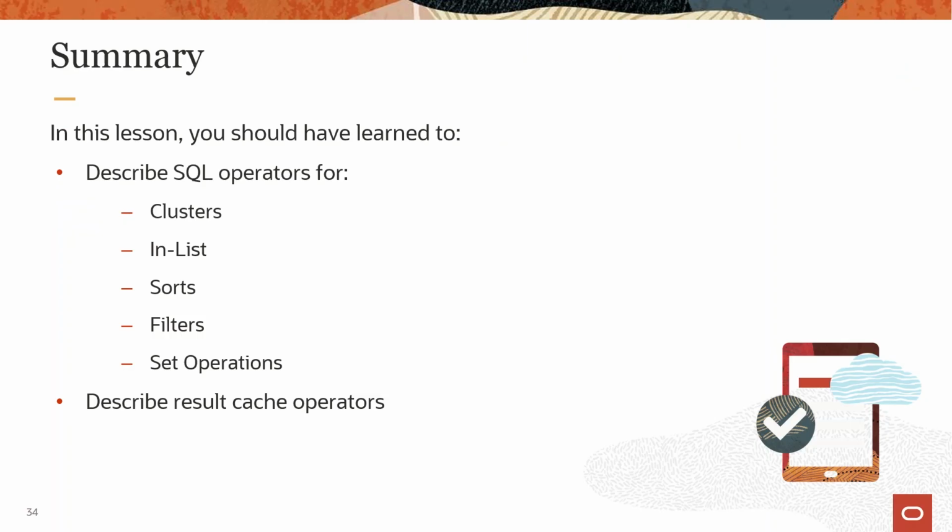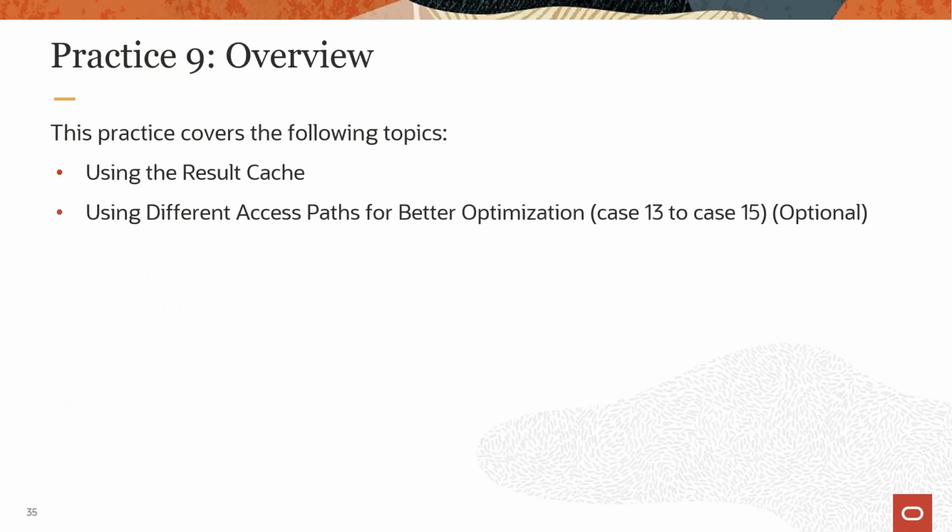So in this lesson, we have described several SQL operators like clusters, inlist, sort, filter, and set operators. And we also had a description of the result caching technique. The exercises of chapter number 9 will cover the following topics, such as using the result cache and using different access paths for better optimization. These are case studies 13 till 15.